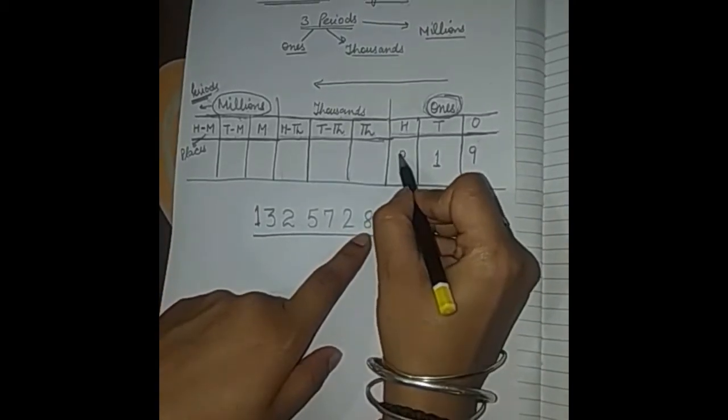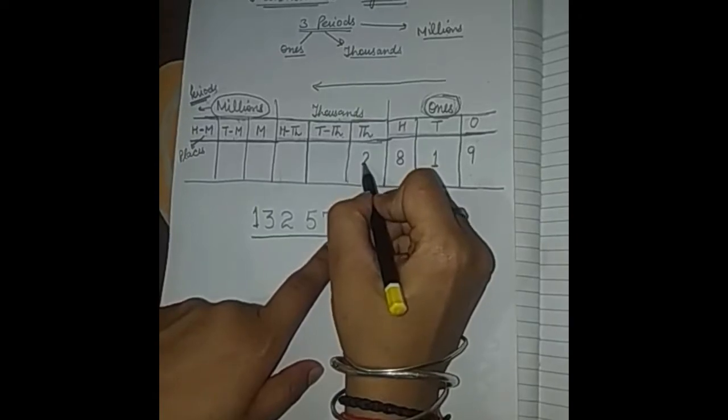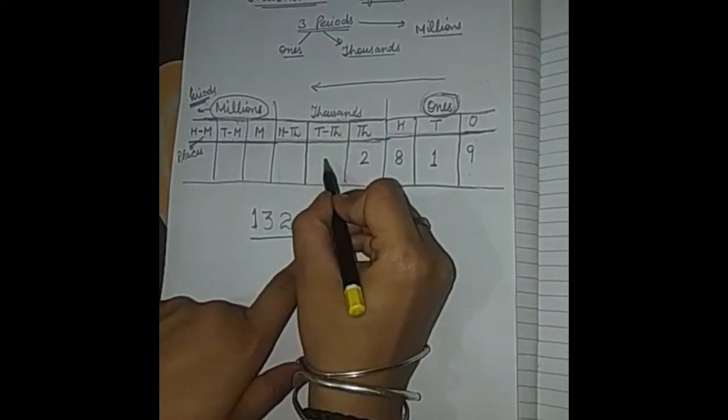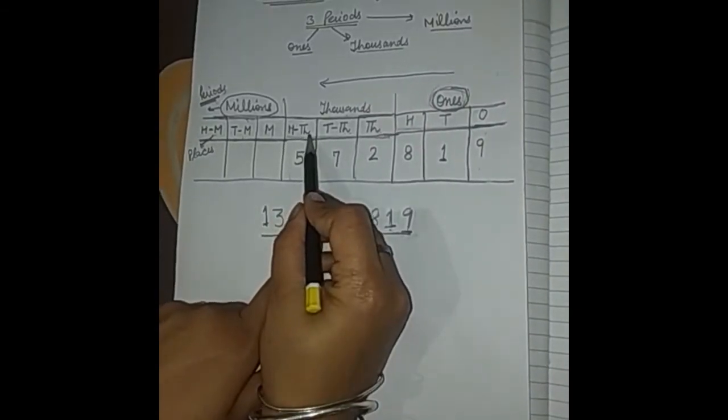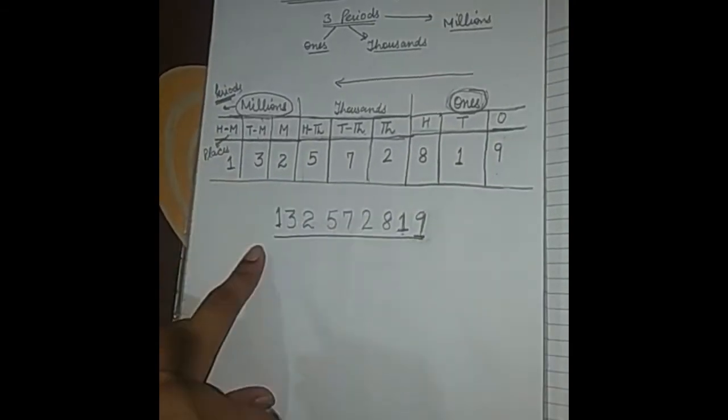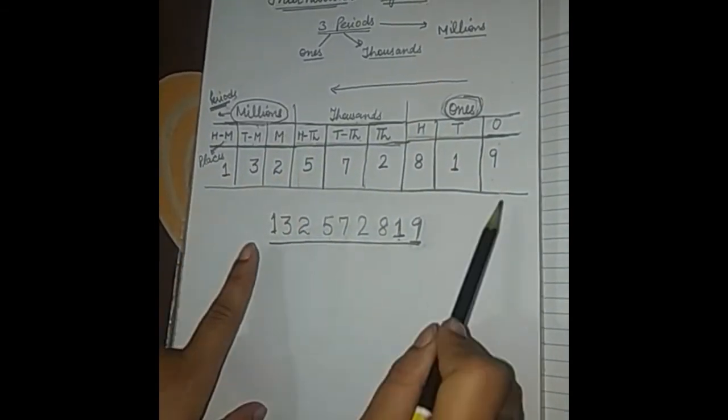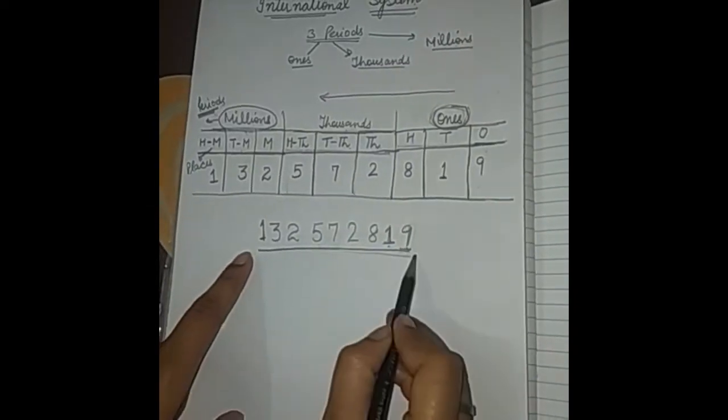Then after it, we will write 8 on the hundreds place, 2 on the thousands place, 7 on the 10,000 place, 5 on the 100,000 place, and 2 on the millions place, 3 on the 10 millions place, and 1 on the 100 millions place. This is the international system, and we have placed all the digits according to their places. Now we will learn the basic concept of the international system: how to read and write this large number.